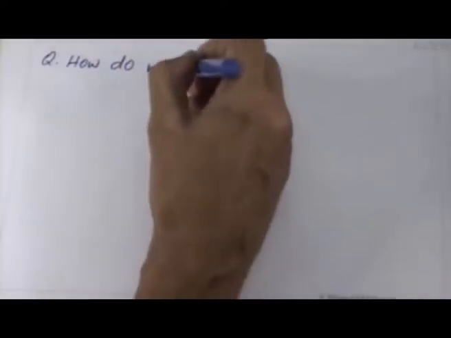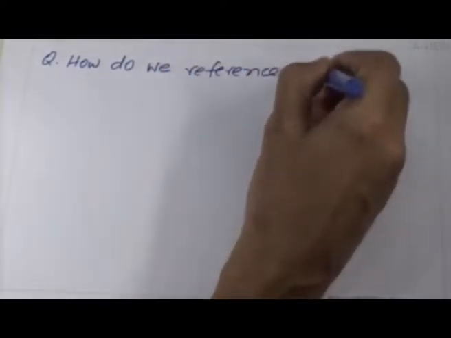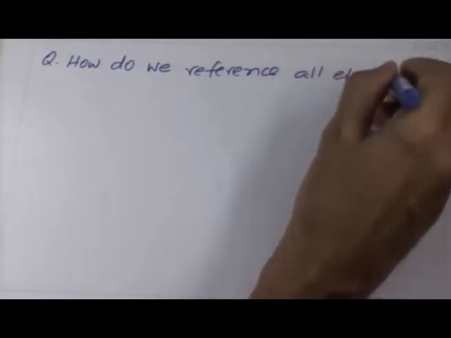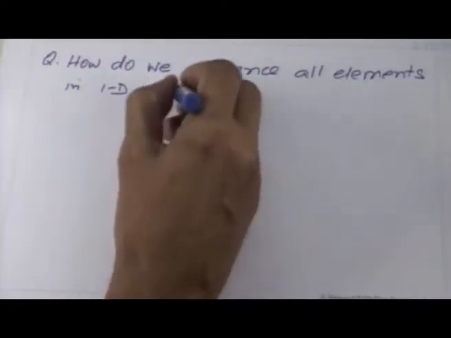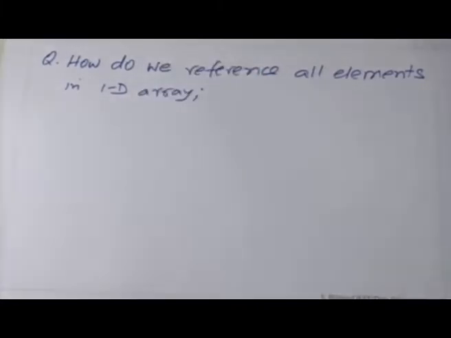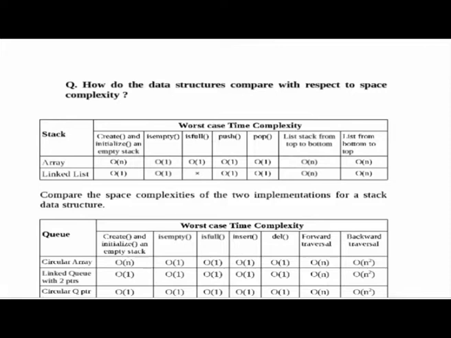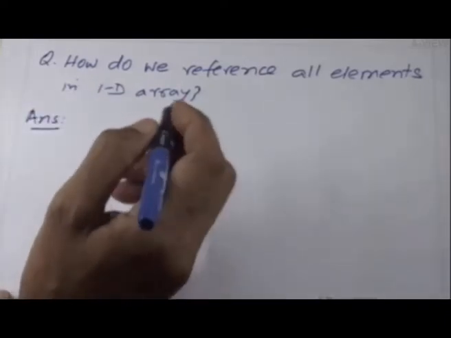Question is, how do we reference all elements in a 1D array? Since I have not probably fully understood the question, I'll attempt an answer. But if you want to chip in more as to exactly what your question is, please feel free to do so.